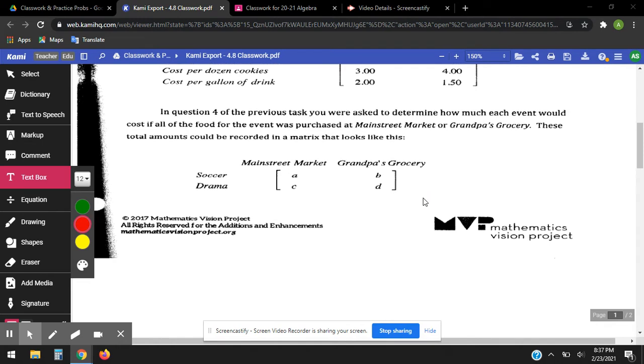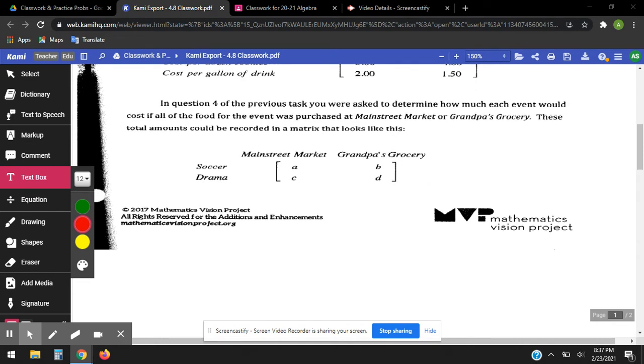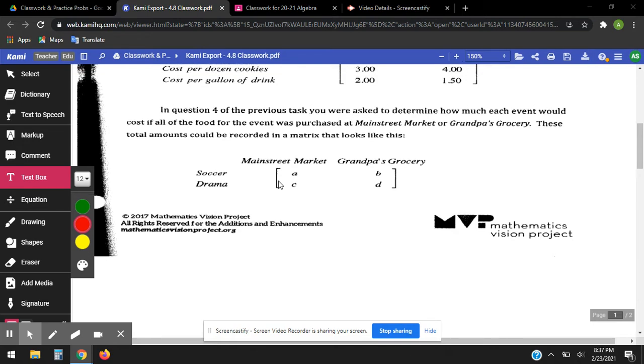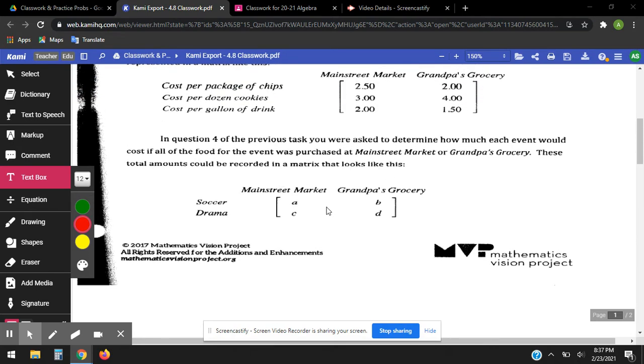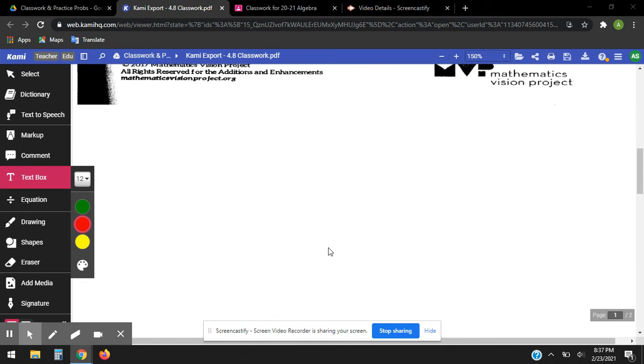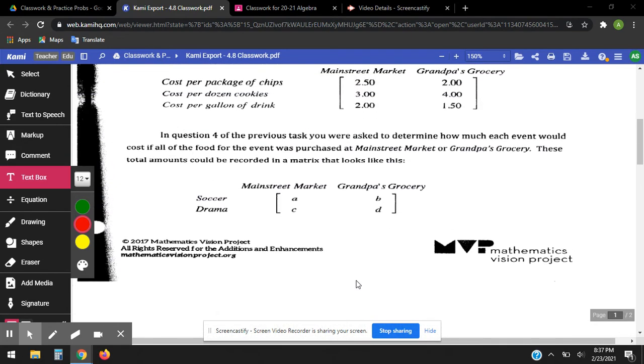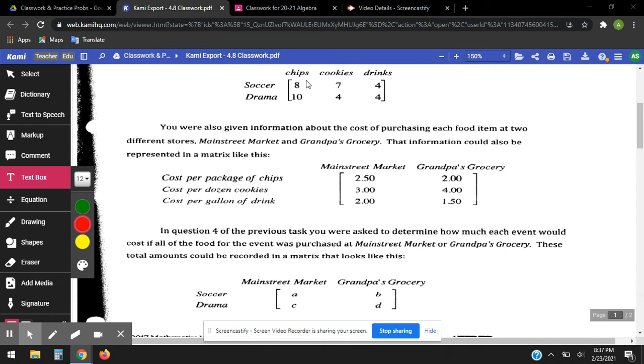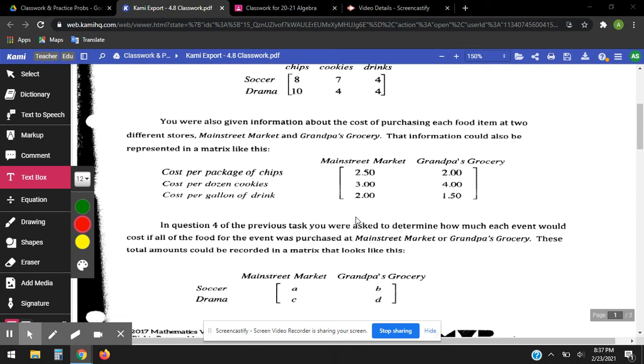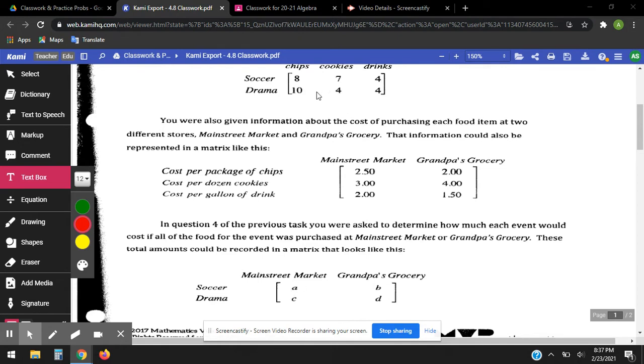So the last task, question 4, was to determine how much each event would cost if all the food for the event was purchased at one or the other. So they could be recorded like this. First question is, we need to fill in A, B, C, and D from above. If you remember, we basically took the 8 times 2.50, 7 times 3, 4 times 2, and added all those up together to get our A amount. That was the total for soccer. Then we did that same thing, 10 times 2.5, 4 times 3, 4 times 2 to get our total for the drama.